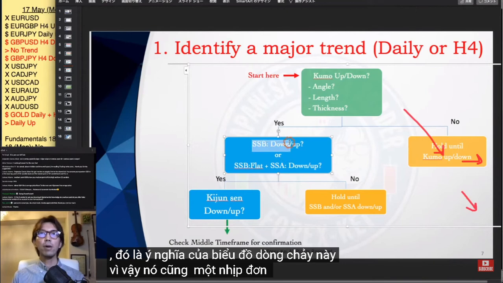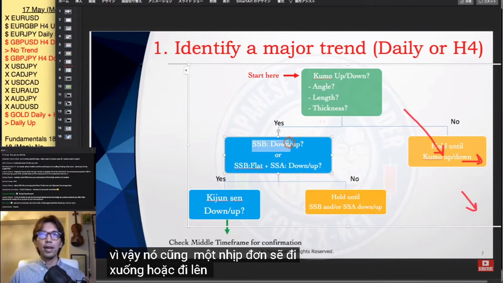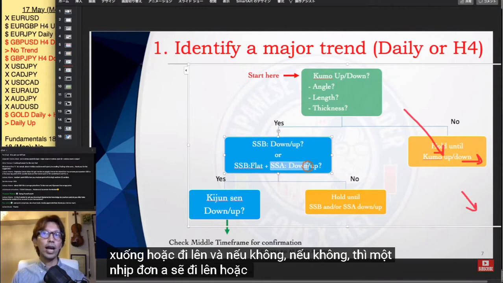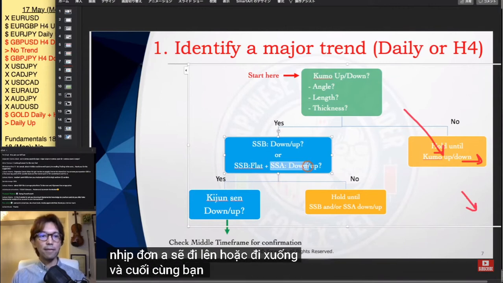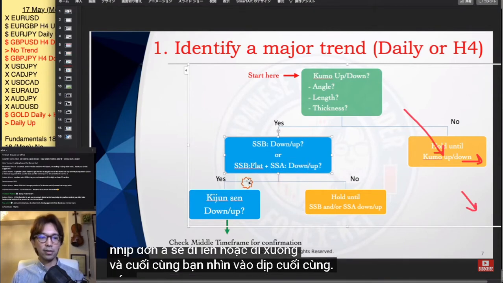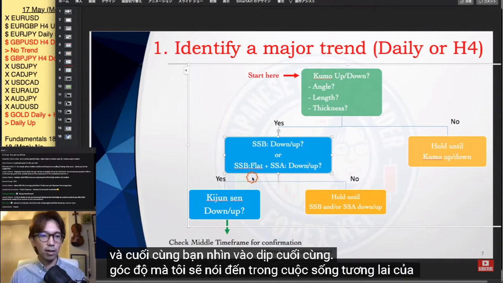So it's either Senko Span B going down or up, and if not, then Senko Span A should be going up or down. And finally, you look at the Kijun-sen angle, which I will talk about in my future lives.